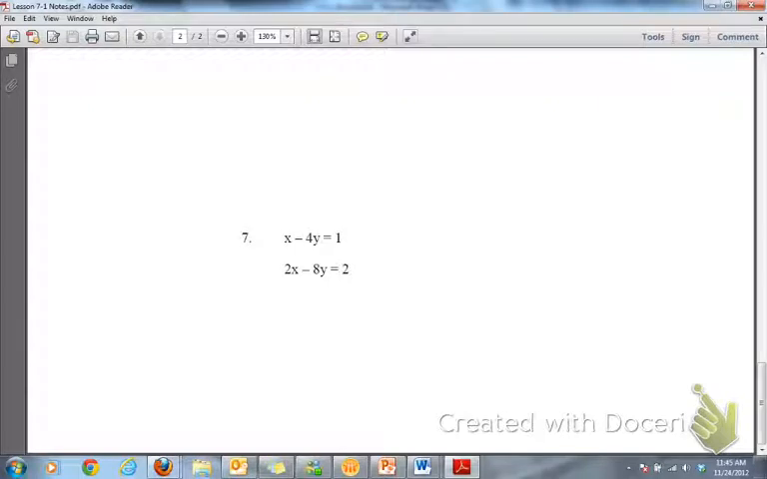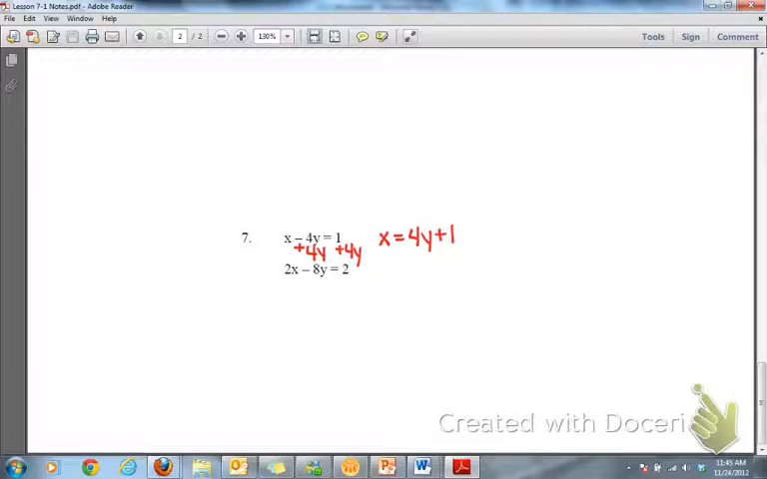Alright, for number 7, neither one of the equations is already solved for a variable. We don't have an equation that tells me what x equals or what y equals, so I have to get one of them that way. If you look at the first equation, the x is almost by itself. In order to get x by itself, I would just have to add the 4y. So we are going to do that and get the x by itself. It would be the easiest thing to do here. So that will give me that x equals 4y plus 1.